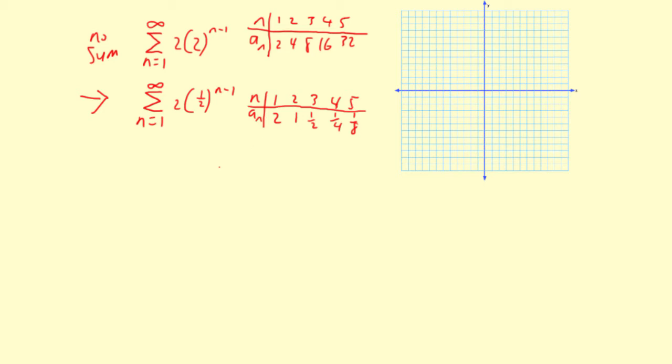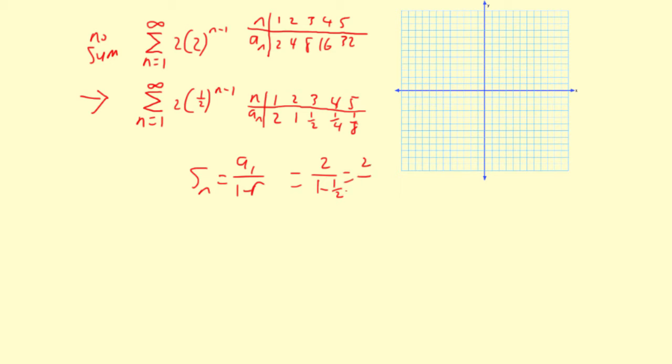So there's a formula for that. For infinite geometric series, here's how you find the sum. The sum of all the n terms equals the first term divided by 1 minus the ratio. So just for an example, the first term is 2, 1 minus 1/2, because 1/2 is the ratio.